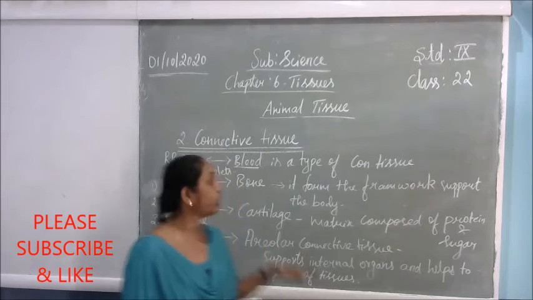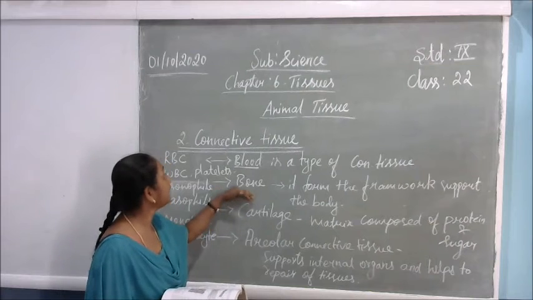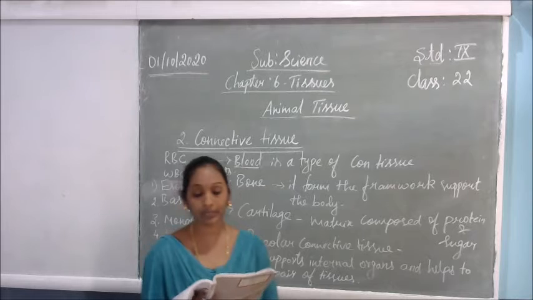This is very important. Blood is a connective tissue. What are the functions of blood? The next important connective tissue is bone. Bone is another example of connective tissue.